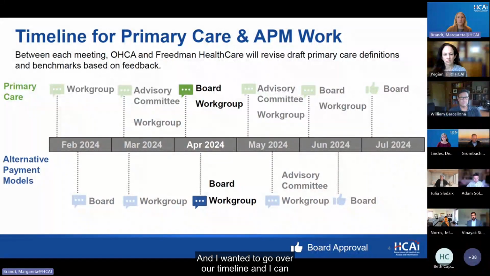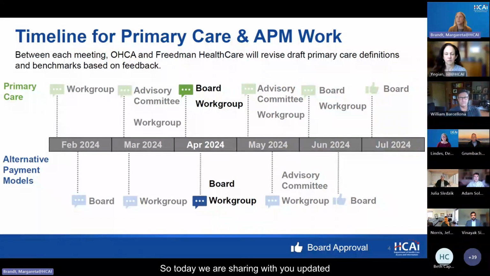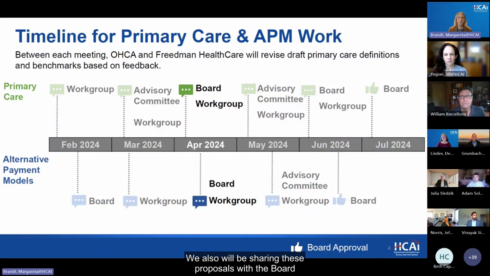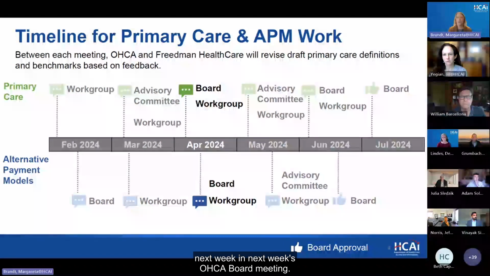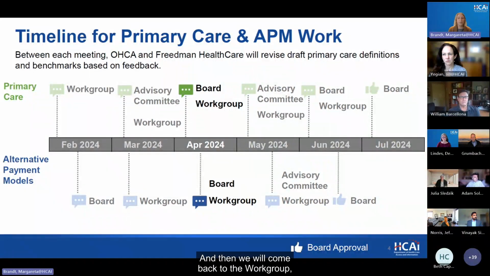I wanted to go over our timeline, and I can speak a little bit to Beth's question about the board's role in the alternative payment model standards and goal adoption, and also the primary care investment benchmarks. Today we are sharing updated versions of both of those items. We will also share these proposals with the board at next week's OHCA board meeting. Then we will come back to the work group and the advisory committee for both of these items. For alternative payment models, we are aiming to have board adoption of the standards and the goals by June of this year.